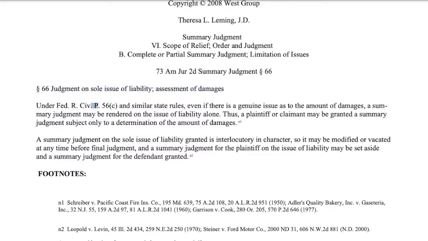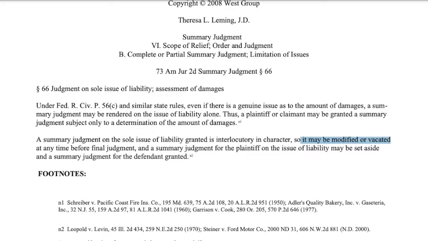Under Rule 56C and similar state rules, even if there is a genuine issue as to the amount of damages, a summary judgment may be rendered on the issue of liability alone. Thus, a plaintiff or claimant may be granted a summary judgment only to a determination of the amount of damages. Wow. A summary judgment on the sole issue of liability granted is interlocutory in character.